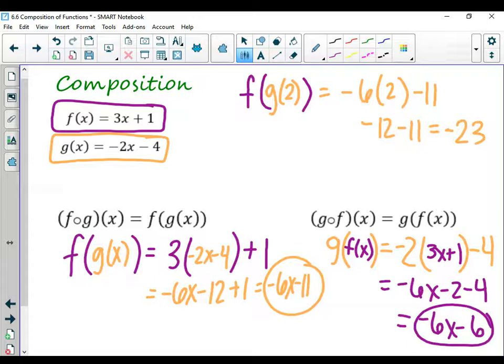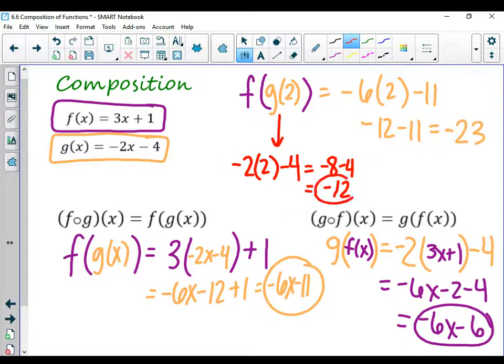Plugging into the g of x, I mean, so I'll give you the 2 times 2. And then plug that in? Yeah, so what she's saying is I can take just this g of 2 and I can plug 2 in for x. And then use that and plug that into the f equation. Negative 3, or 3 times negative 12 gets me negative 30.